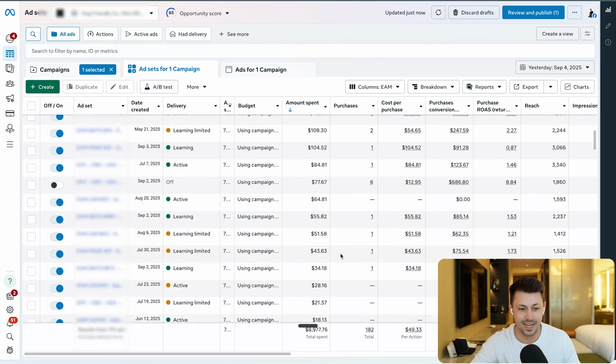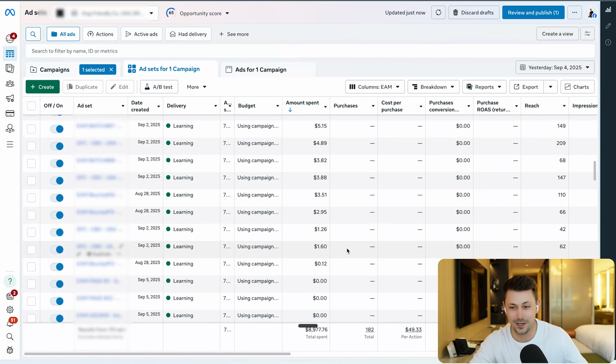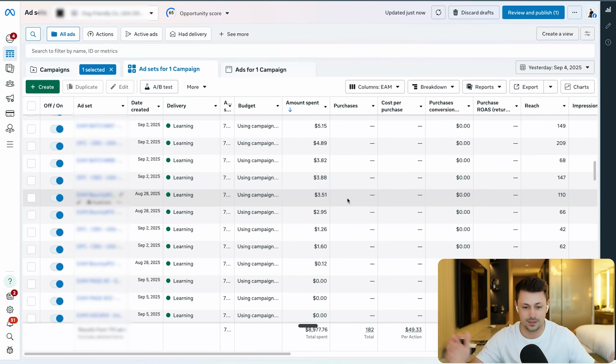And just to be clear, what I mean by that is that Meta actually doesn't need to spend on your ads at all if it knows that they're not good, okay? Meta is not even going to waste its time, or better yet, it's not going to waste your money on ads that it just knows it has no shot of scaling, okay? So if you've ever seen ads get like $0 in spend, kind of like these ads down here that are getting 12 cents in spend or $1.60 in spend or $2.95 in spend. Like for example, this ad has been live since August 28th and it's gotten essentially no spend at all.